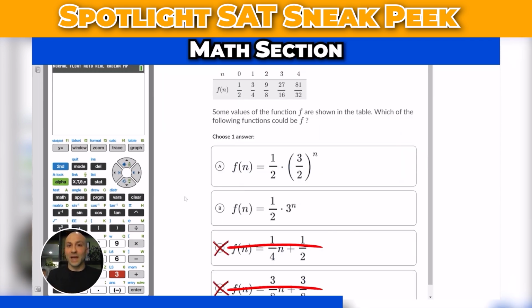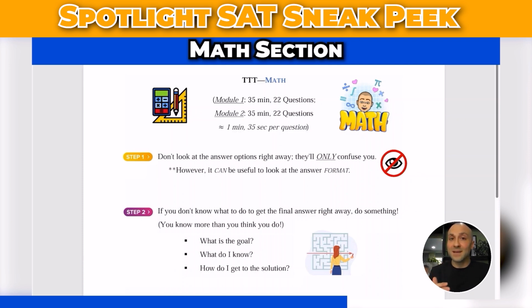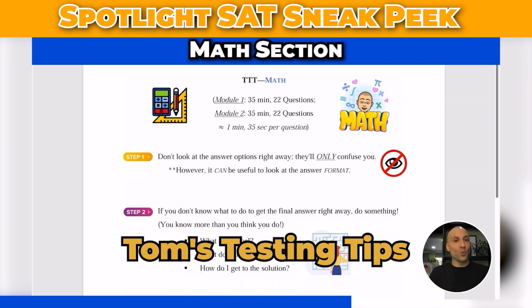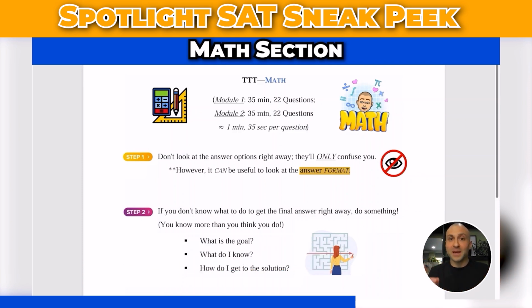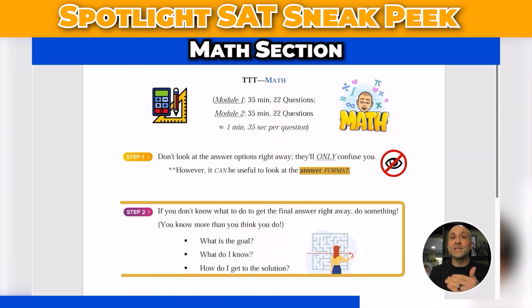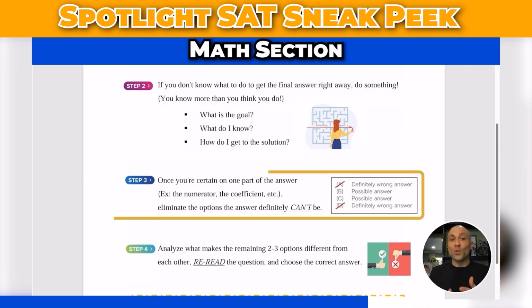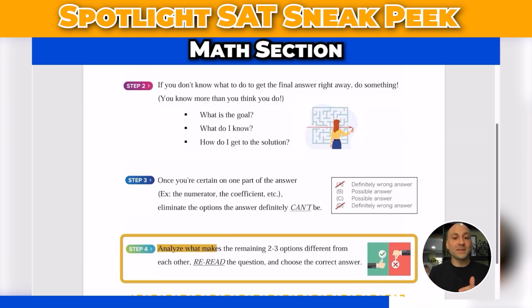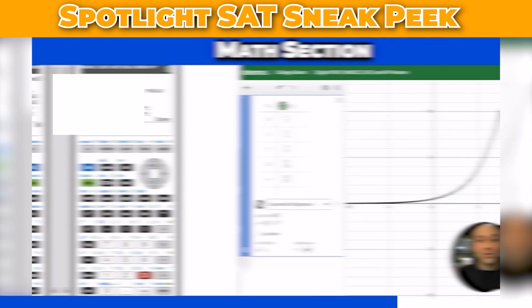And now we know it's either A or B, which means we're progressing nicely on our Triple T math document, where we already used the answer format from step 1. In step 2, we did something, which was utilizing Desmos to our advantage. Step 3, once you're certain on one part of the answer, in our case, that it's exponential instead of linear, we're able to eliminate the answer options that it definitely can't be. And now we're on to step 4, where we're gonna analyze what makes, in our case, the remaining 2 options different from each other and choose the correct one.